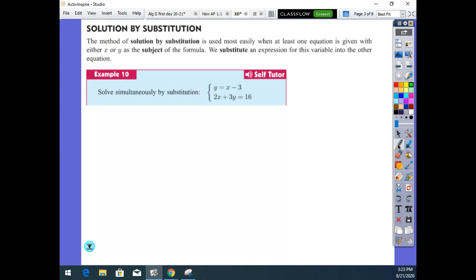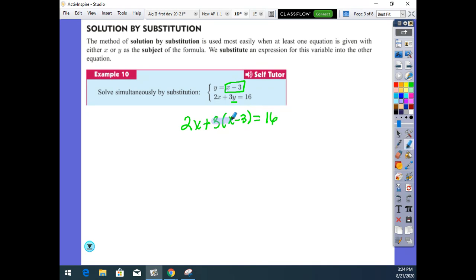All right, what about substitution? If in this system y equals x minus 3, that means each time you see a y, you can replace it with x minus 3. So I'm going to write down the other equation, but instead of y, I'm going to substitute x minus 3 in.